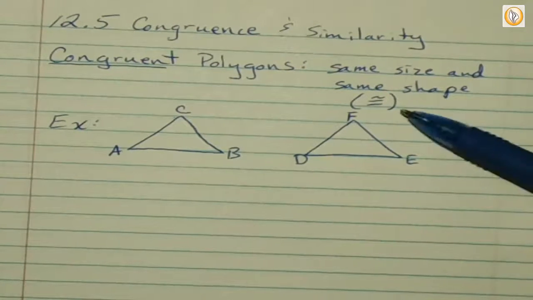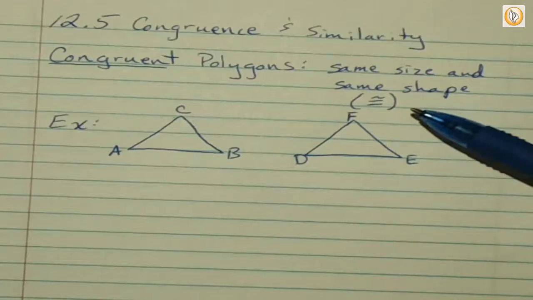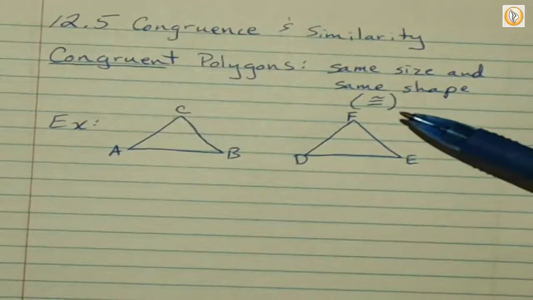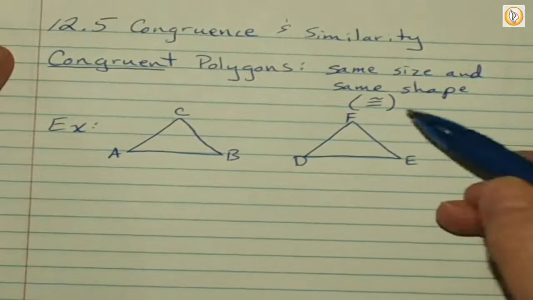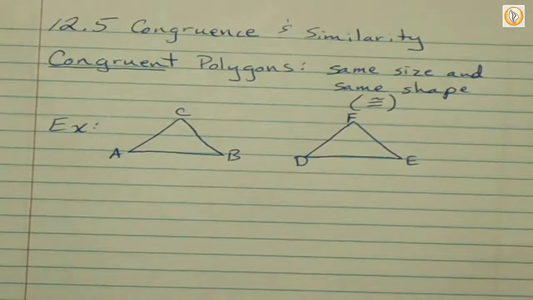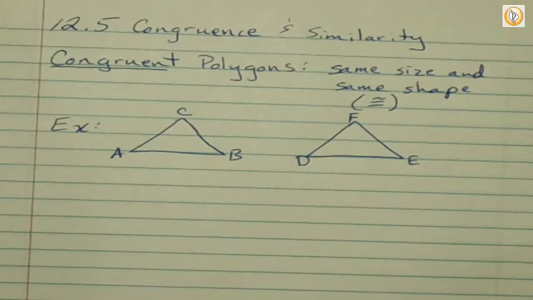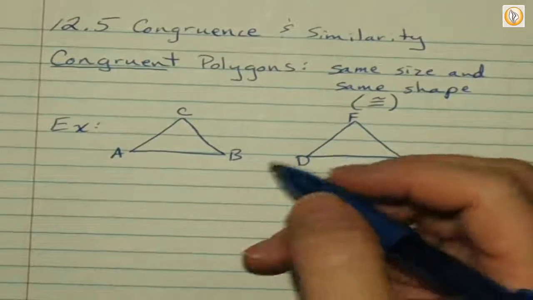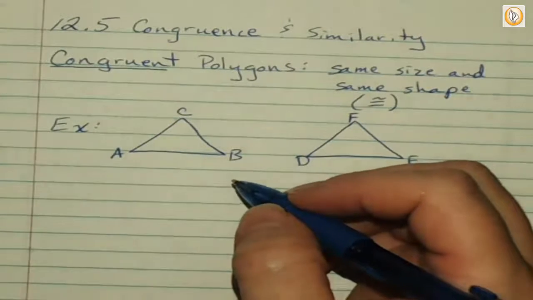All right, so this is the symbol you will use for congruence. Equal sign with a wavy line on top.